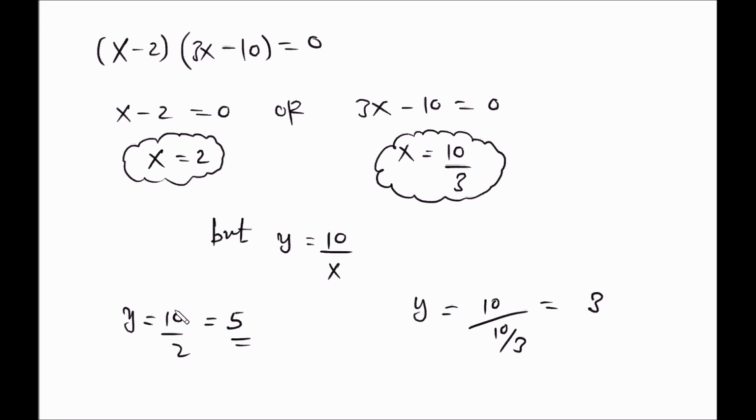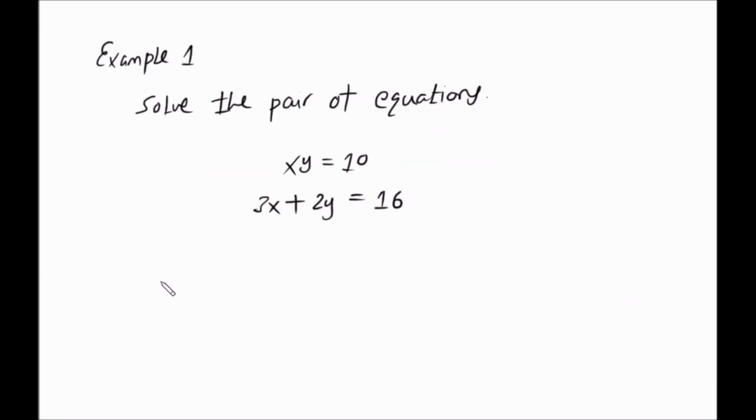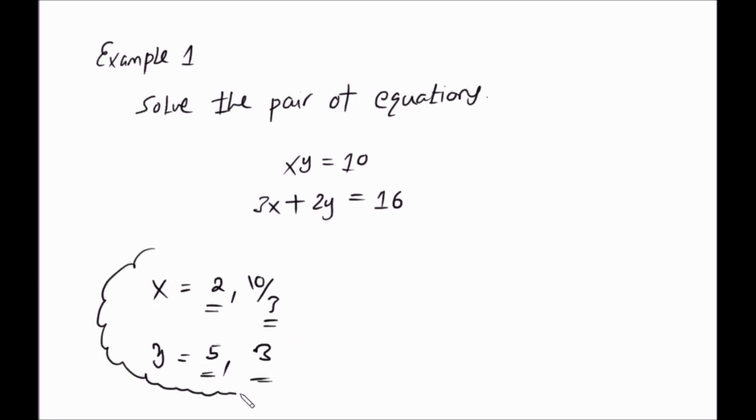So these are our values. Y ni 5 au 3, x ni 2 au 10 over 3. So from our question here, x inaweza ikawa 2 au inaweza ikawa 10 over 3, afu y inaweza ikawa 5 au inaweza ikawa 3. So these are the answers. And this is example 1. Let us now see example 2.